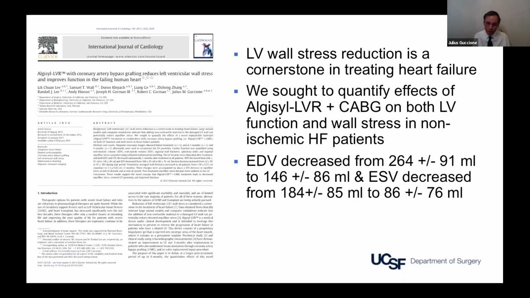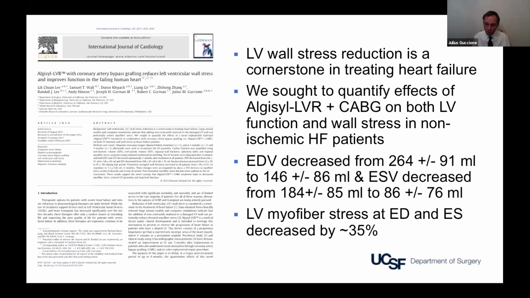But a major question is, what effect does the hydrogel injection alone have? But this combined treatment reduced stress in the local muscle fiber direction by at least 35%, both at the end of filling and the end of ejection.